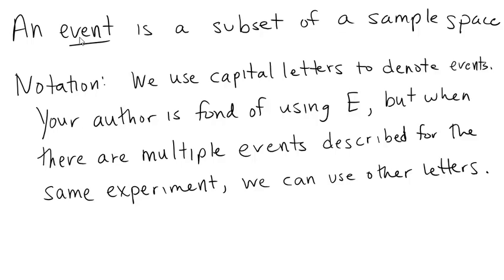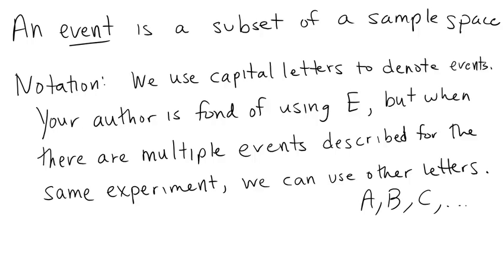Just like a sample space, an event is a set. It's a subset of the sample space. And so we use a capital letter for this as well. Your author uses E almost every time, but if you're doing an example where you've got multiple events described for the same experiment, you might use other letters, like it would be common to use capital A, capital B, capital C, etc. Your author typically uses E.